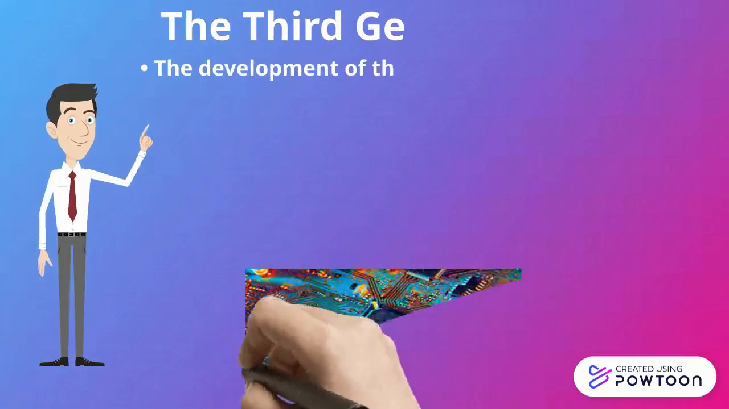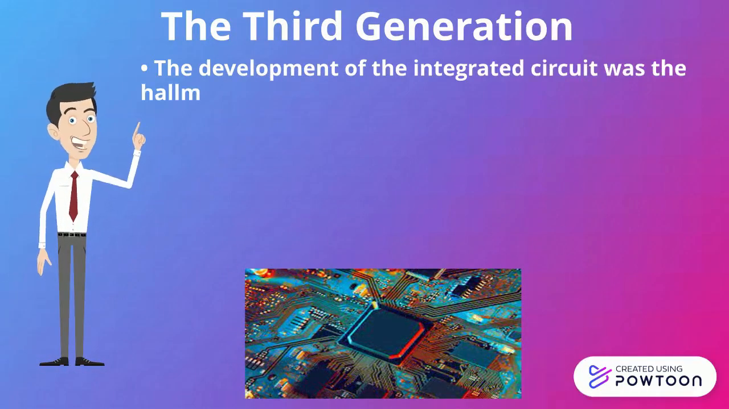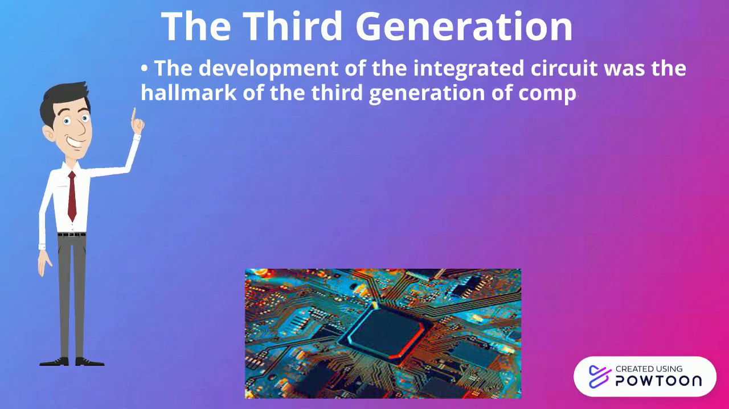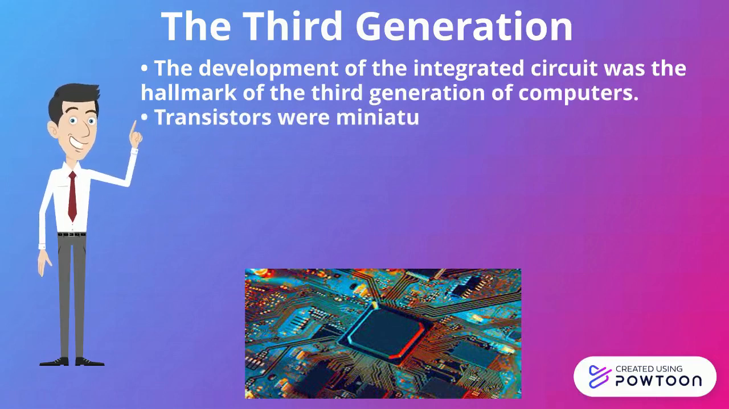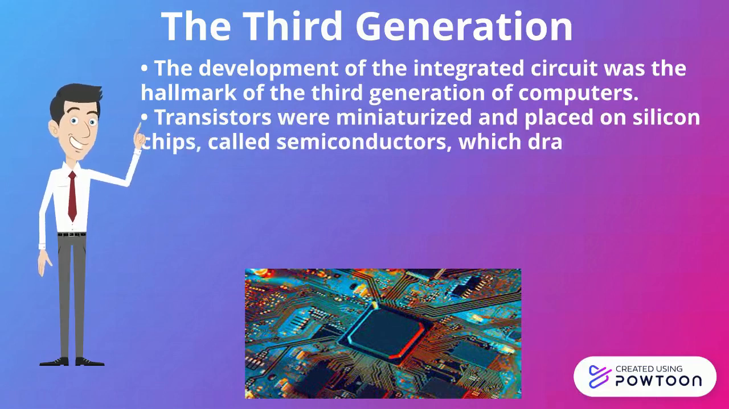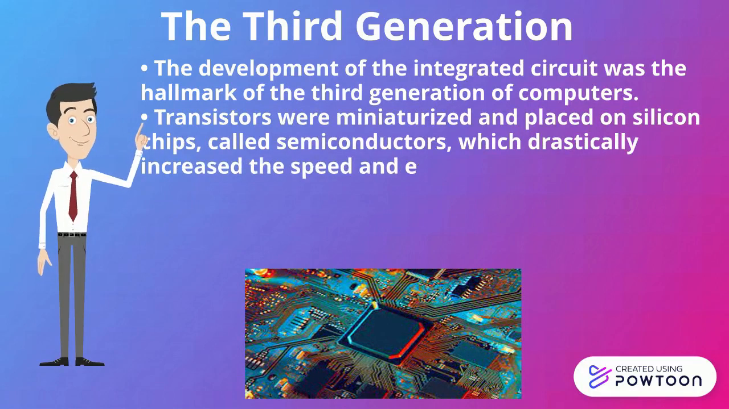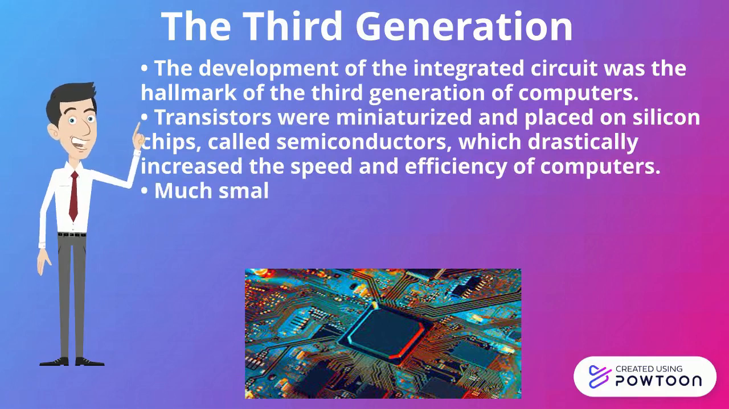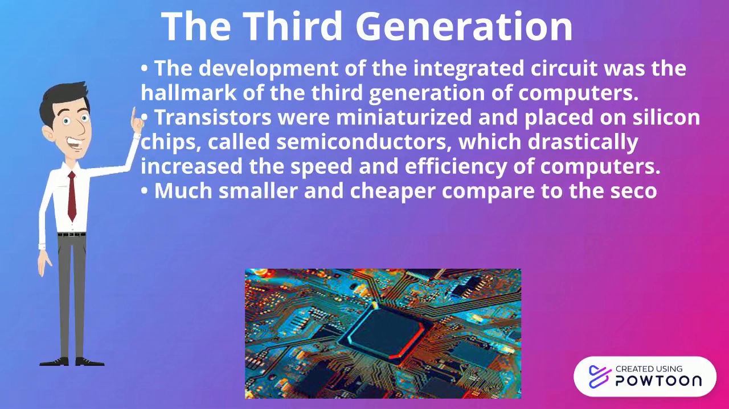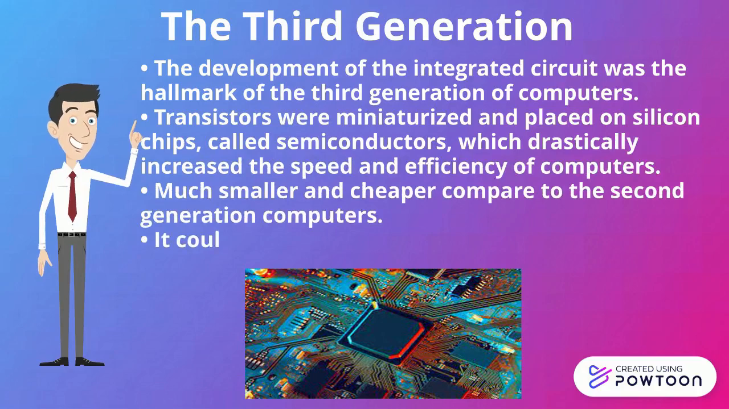The third generation. The development of the integrated circuit was the hallmark of the third generation of computers. Transistors were miniaturized and placed on silicon chips called semiconductors, which drastically increased the speed and efficiency of computers. They were much smaller and cheaper compared to second generation computers, and could carry out instructions in billionths of a second.